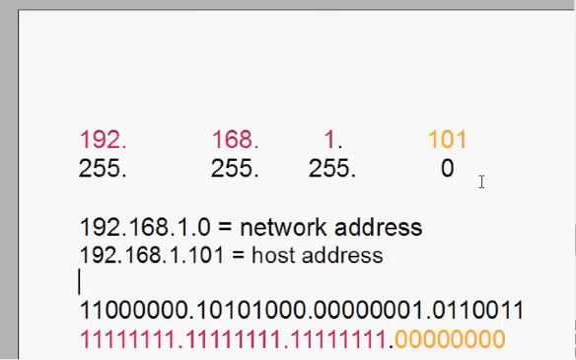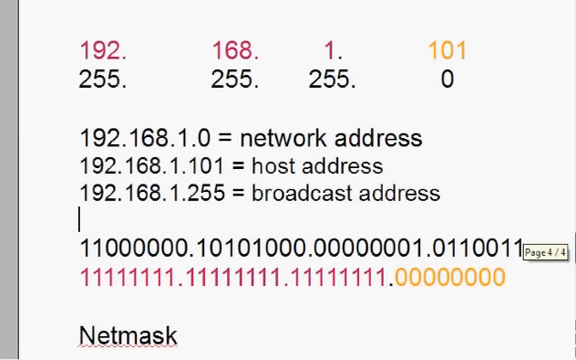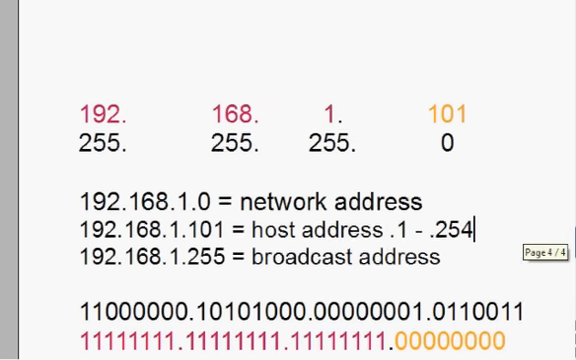And then the broadcast address is the last address in the network, and that would be the broadcast address. We'll be explaining what that means a little bit later. So no individual computer can have the network address. No individual computer can be 192.168.1.0, and no individual computer can be 192.168.1.255, right? But they can be from 1 to 254. So the host addresses can go from .1 to .254.